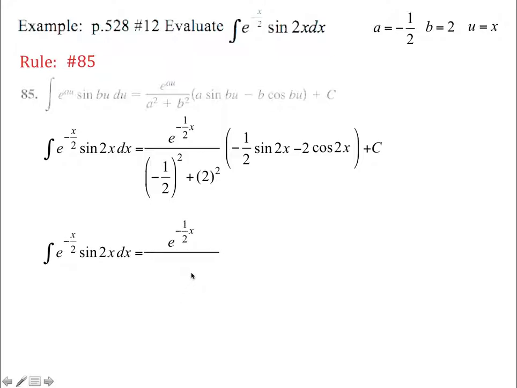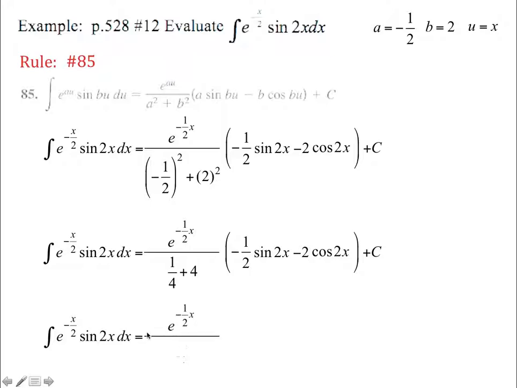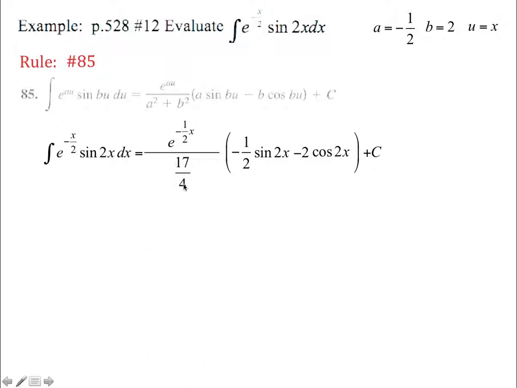And then we might clean this up a little bit. On the bottom, we have a fourth plus 4. There's not much to do to clean that up in the brackets, but we could clean up the denominator a little bit. This is 17 fourths. So we can clean that up, and we can even clean this front up a little bit. Dividing by 17 fourths is the same as multiplying by 4/17.